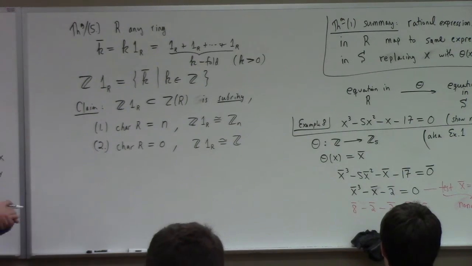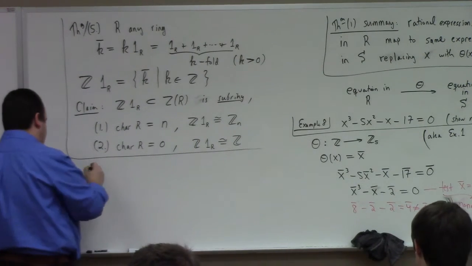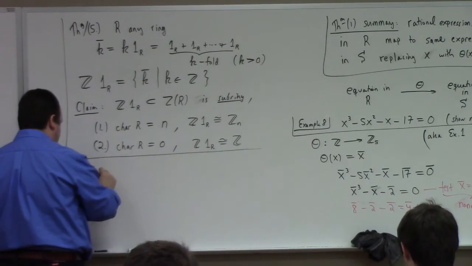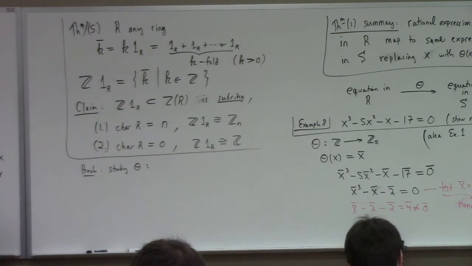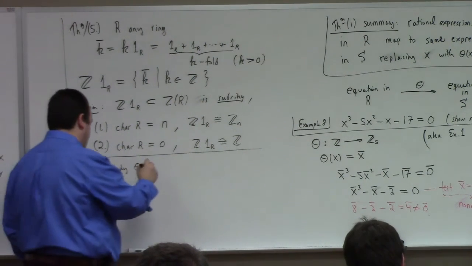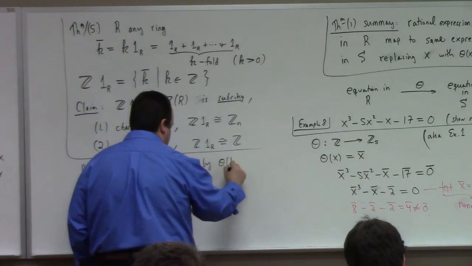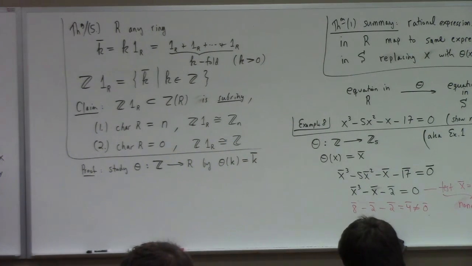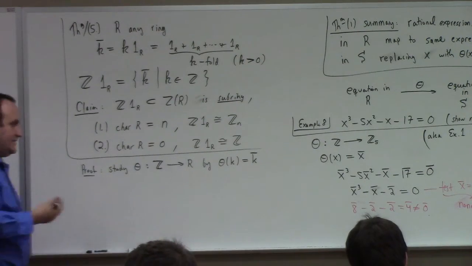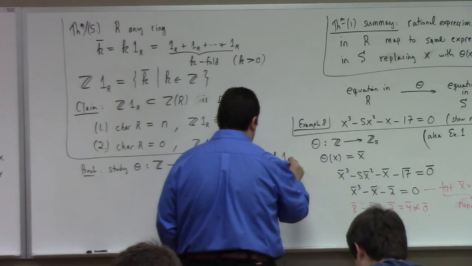And the proof is essentially just by the first isomorphism theorem again. So what's the map? Define theta, which is going to be a mapping from the integers to the ring, by theta of k equals k bar, which in detail means k times 1 in the ring.